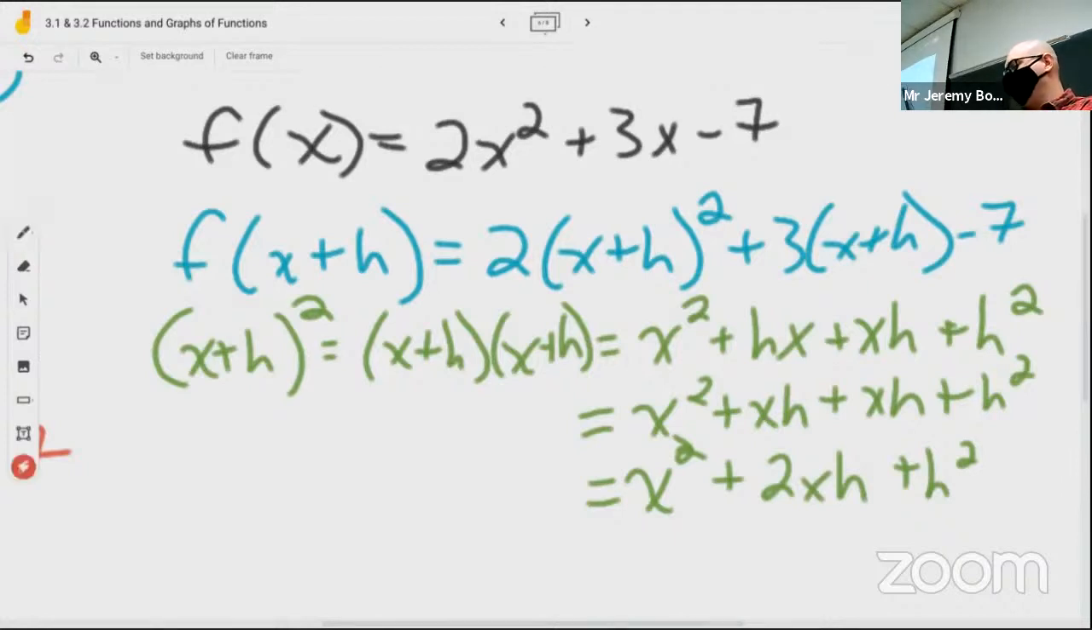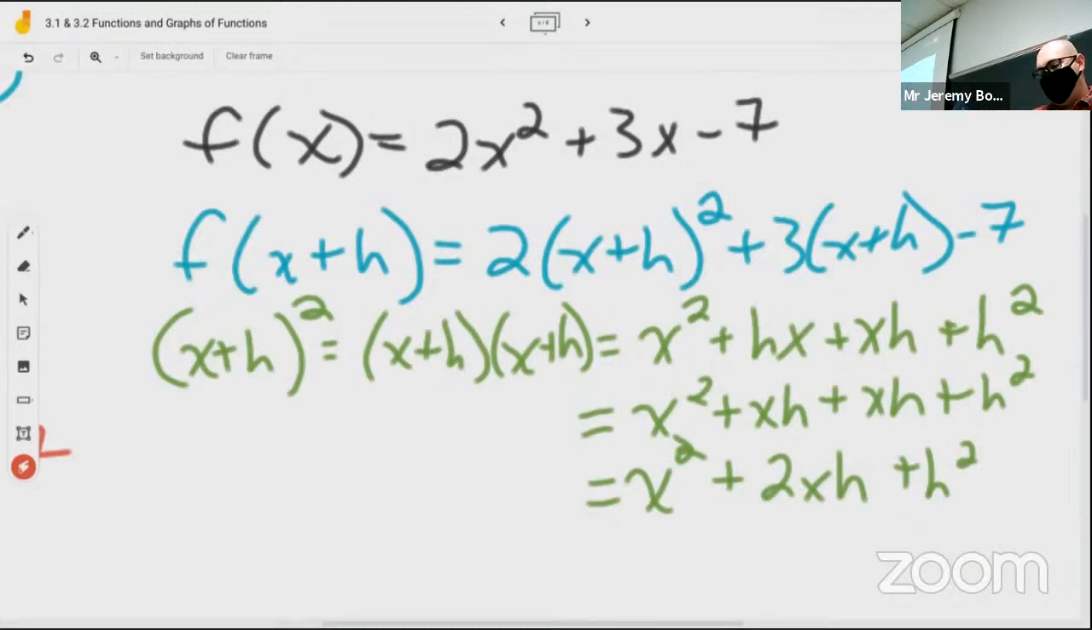Do you use FOIL when you do it? I do the box. So you multiply x times x, x times h, h times x, and then the last one is what? H times h. Yeah, so that's going to be h squared. Any other questions on that?